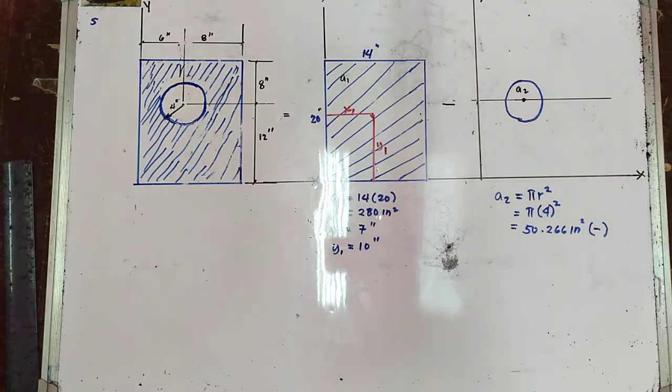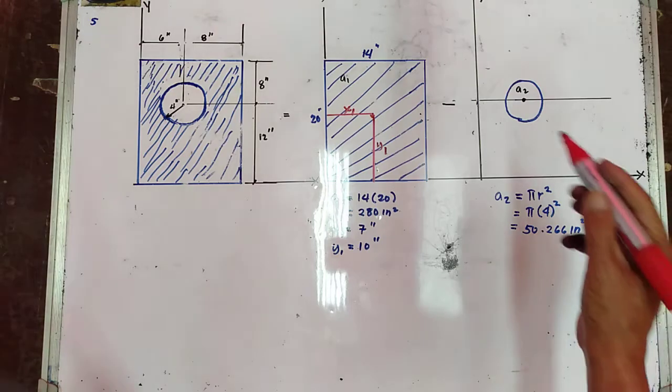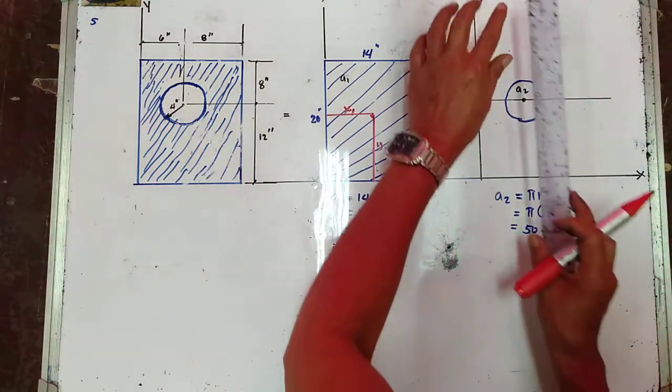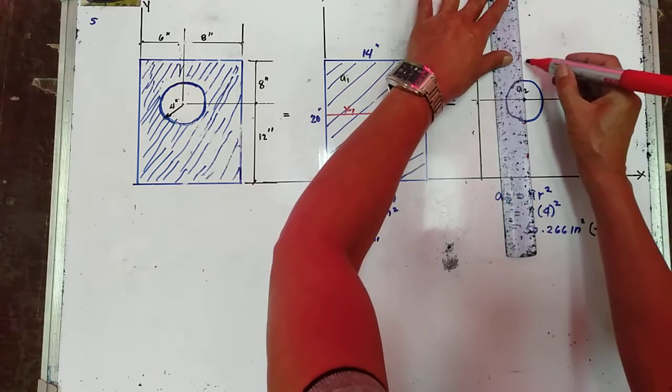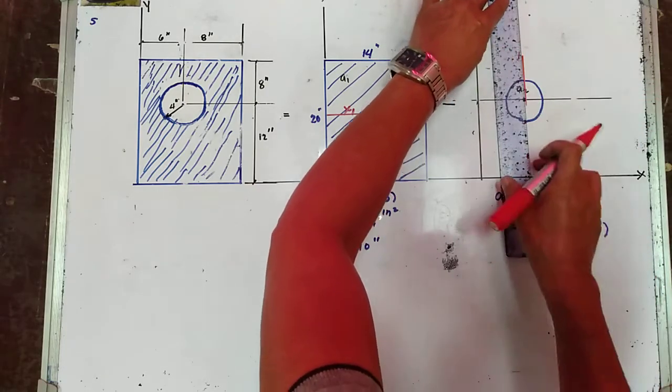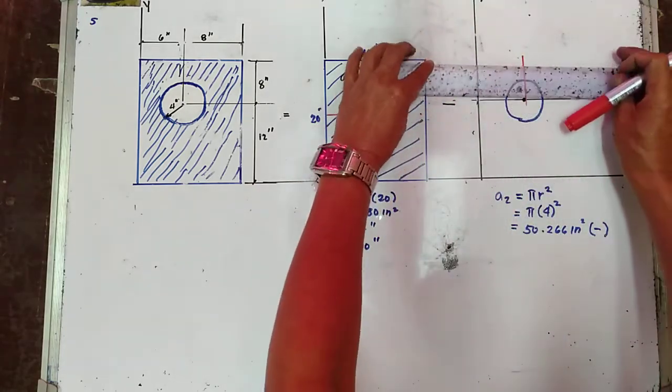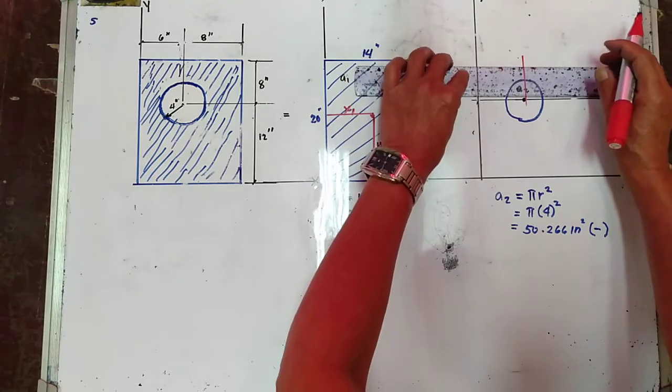Now, let us try to get the centroid of this area. For the circle, of course, it is at the center of the circle. So this is now your x sub 2. So we have your x sub 2.